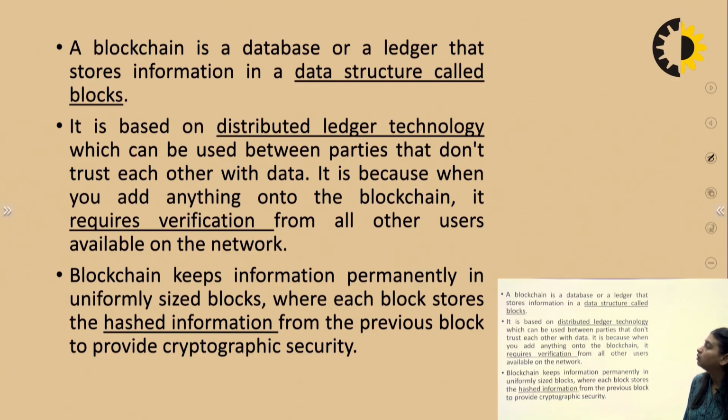Okay, now a blockchain is distributed. It's a database or a ledger that stores the information, and the information is transactions. Whatever transactions you're storing in a database, that is the data for blockchain, in a data structure called blocks. So here the block serves as a data structure because you're storing the transactions in the block. It is based on distributed ledger technology, which can be used between parties that don't trust each other.